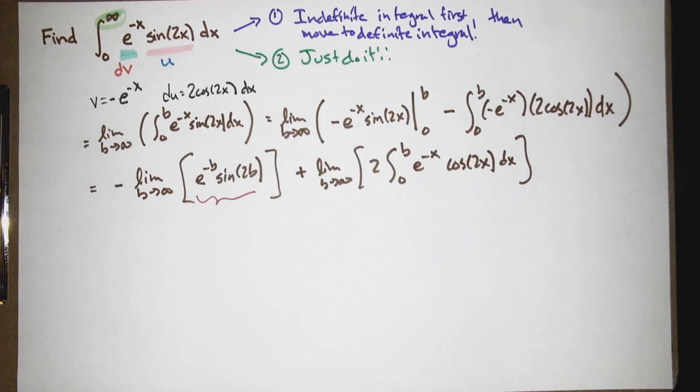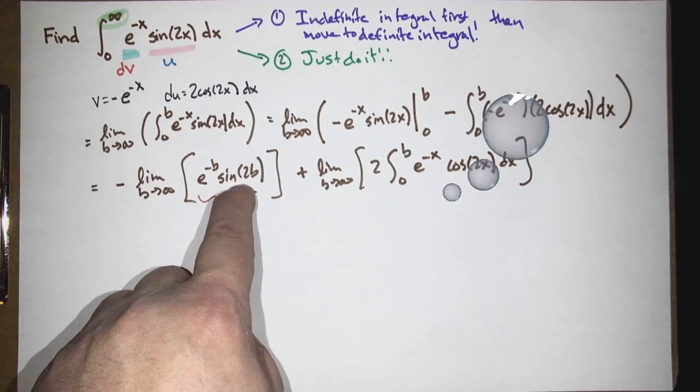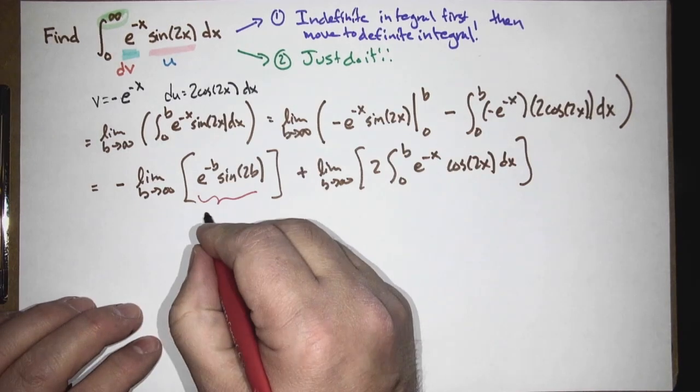As b heads to infinity, what happens to the expression e to the negative b times sine of 2b? It gets really small. Now, what part gets small? E to the negative b. What about the sine of 2b? It's bounded. So you have something that's small times something which is bounded. So what's going to happen to it? It's going to get small.